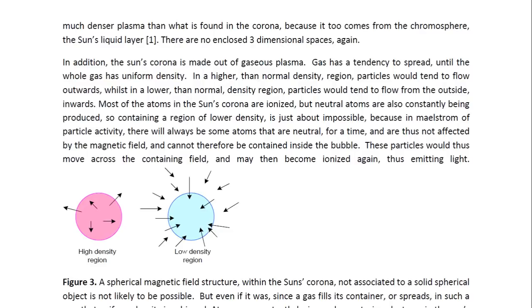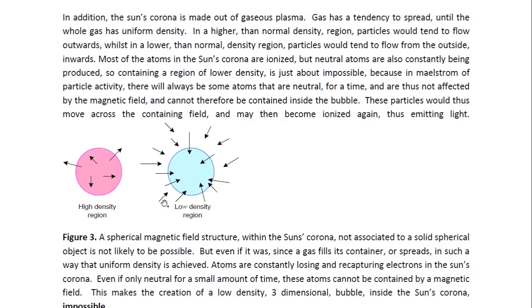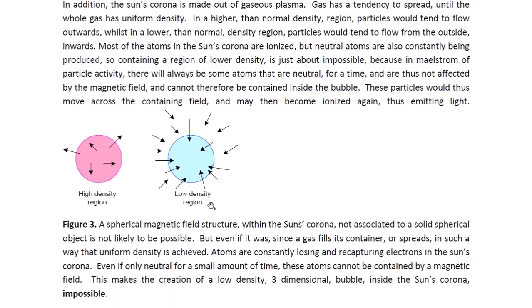of particle activity, there will always be some atoms that are neutral for a time and are thus not affected by the magnetic field and cannot therefore be contained inside the bubble. These particles will thus move across the containing field and may then become ionized again, thus emitting light. And this is what's illustrated here.